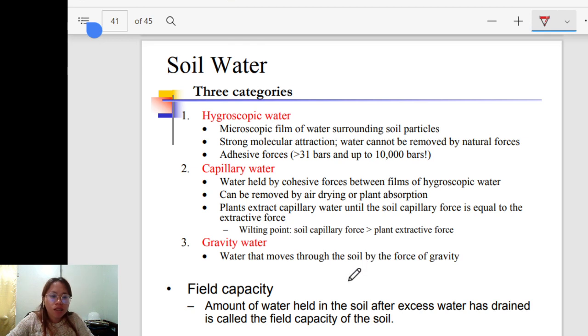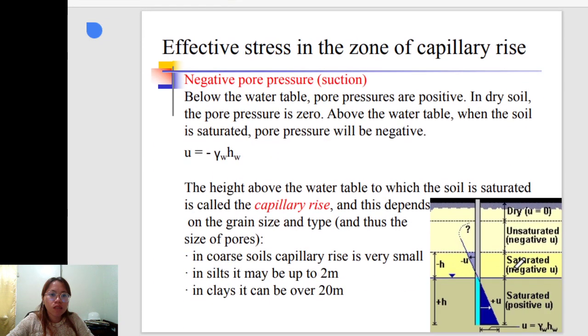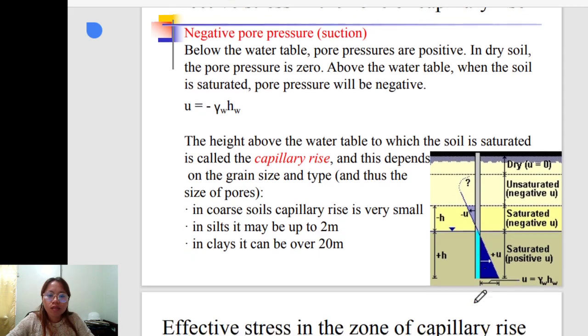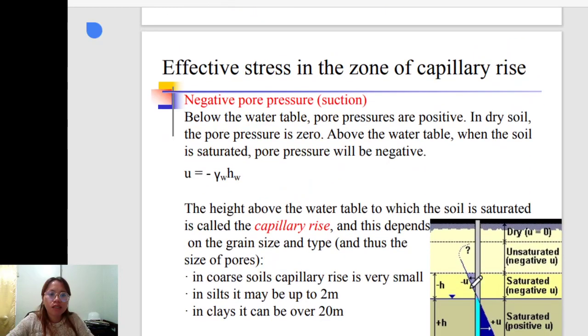And we have the gravity water, the water that moves through the soil by the force of gravity. Field capacity: this is the amount of water held in the soil after excess water has drained, is called the field capacity of the soil. Right. I think three more slides.